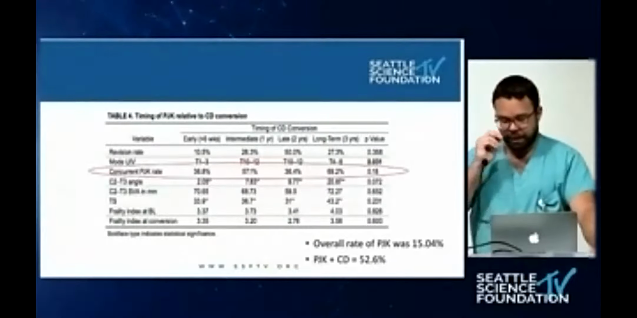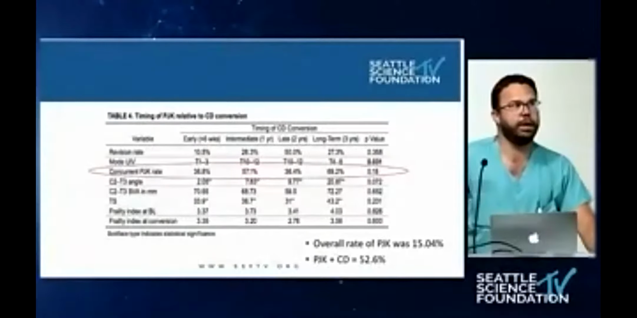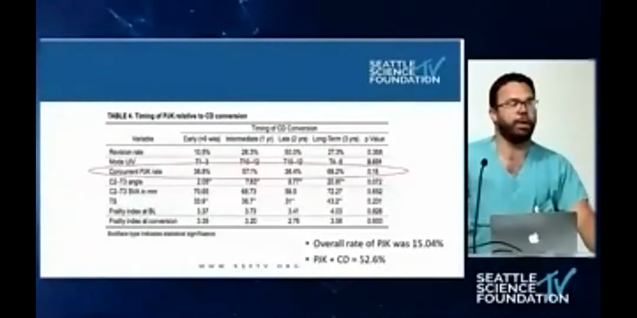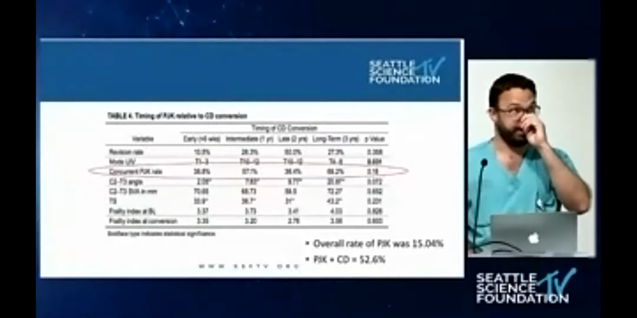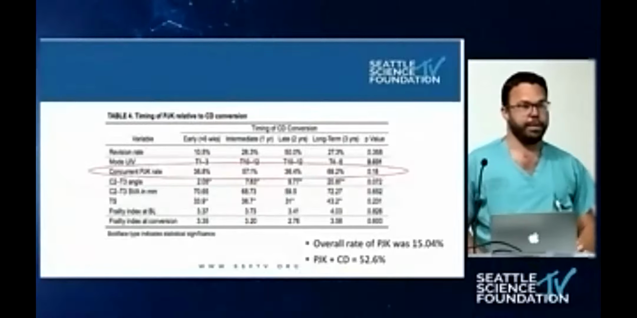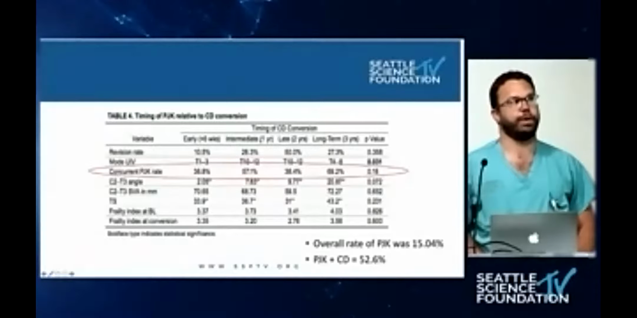Then they looked closer at patients that developed PJK and their rate of cervical deformity. Their overall rate of PJK in the study was about 15%. But then if you look at patients that had PJK as cervical deformity, it was about 52%, which is pretty correlative. So I'm not going to go into this table too great. But what they did is they looked at when these patients converted to cervical deformity, it would be within 6 weeks, 1 year, 2 years.